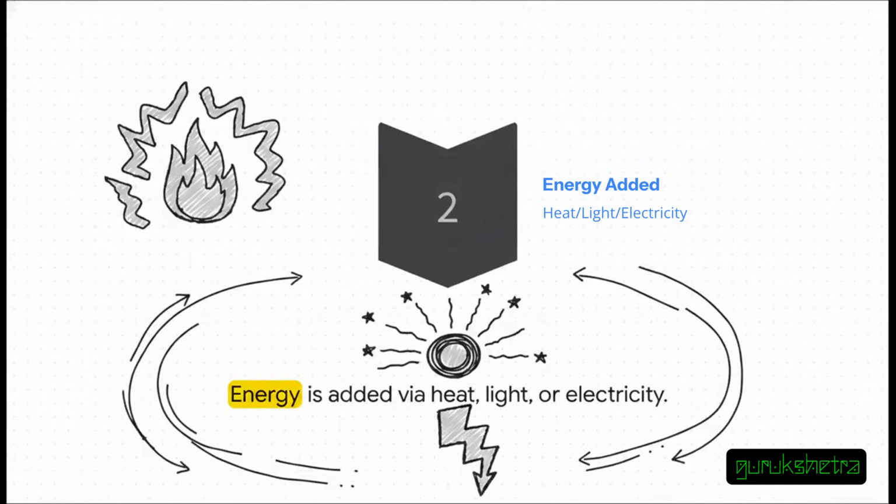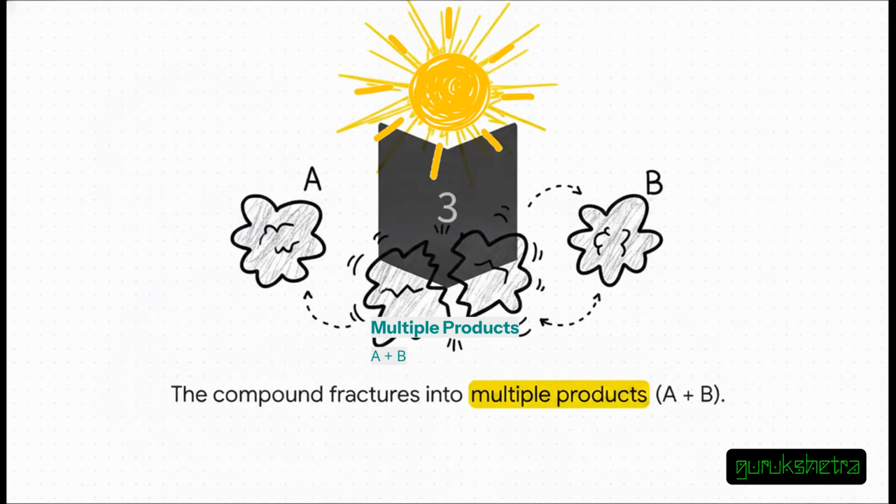Think of this energy like a chemical sledgehammer, coming in one of 3 main forms: heat, light, or electricity. And just like that, once that energy is applied, the chemical bonds just snap. The single reactant fractures, leaving us with multiple distinct, independent products, A and B. This right here is the core engine of decomposition.